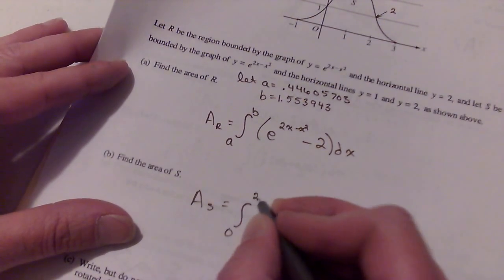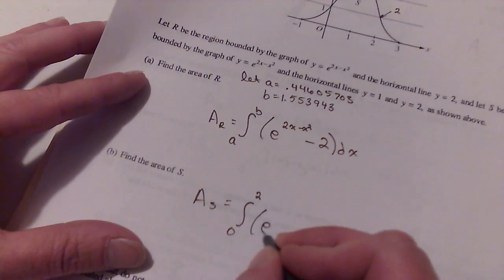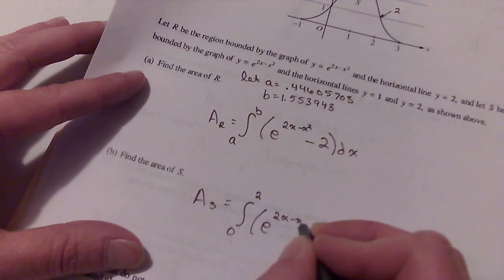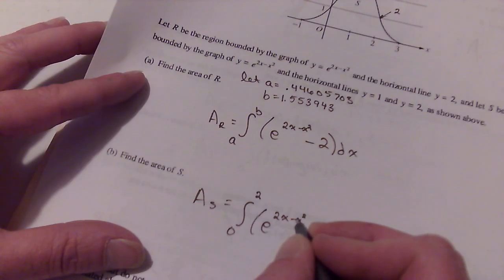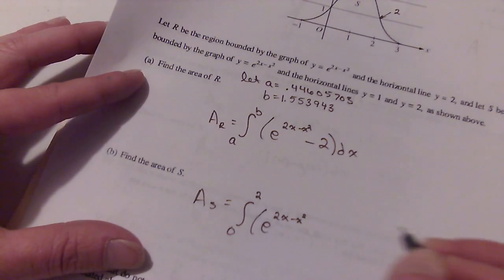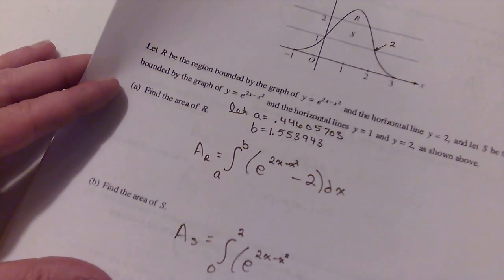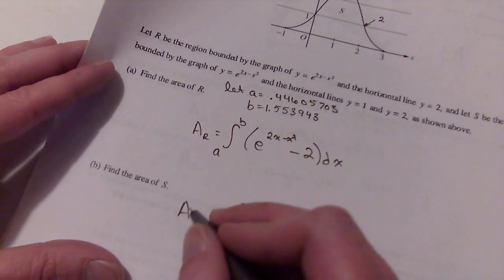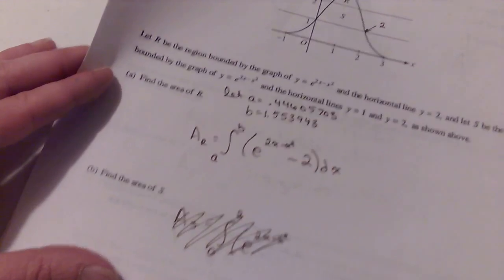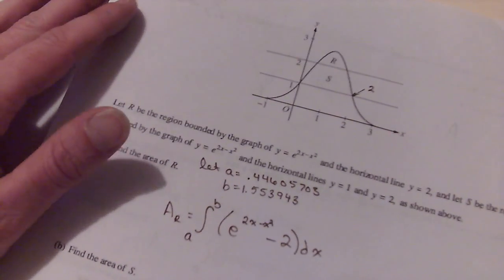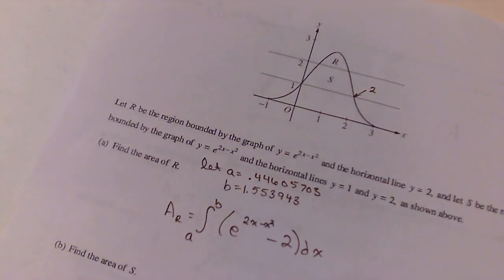0 to 2 of e to the 2x minus x squared. Oh, wait, it's... Oh, this one's interesting. Oh, I went too fast. It's not the whole way through, is it? I'll second guess myself here. What ends up happening on this graph? Let's look at it.